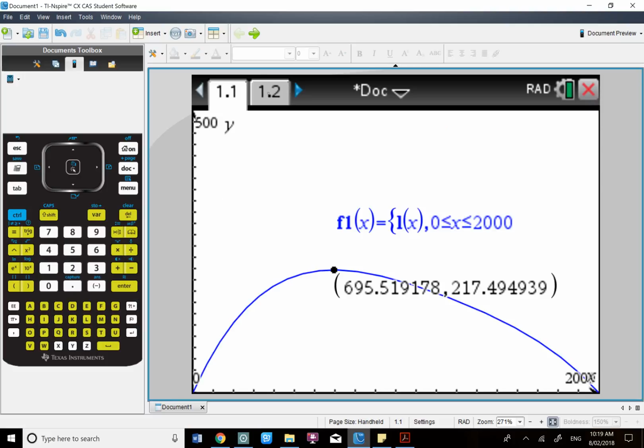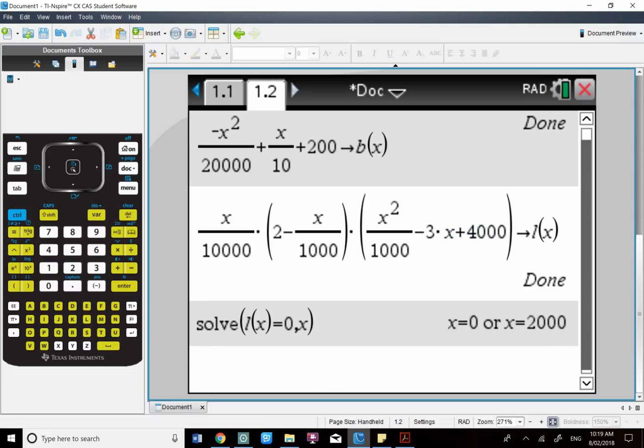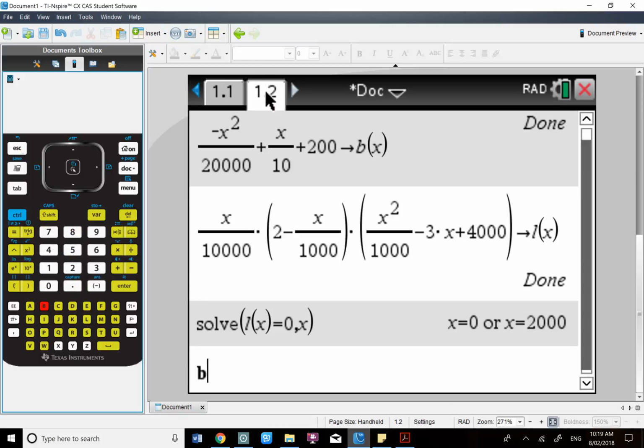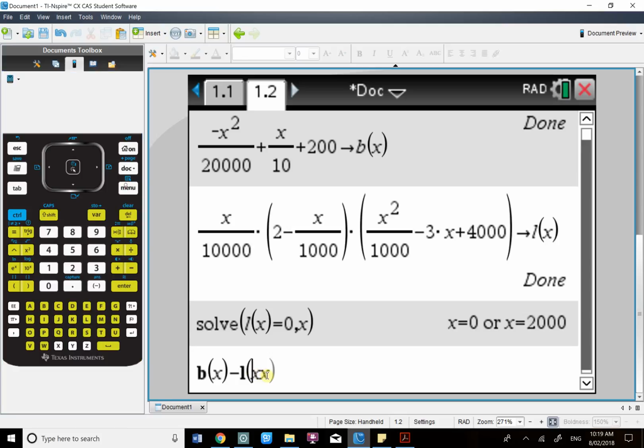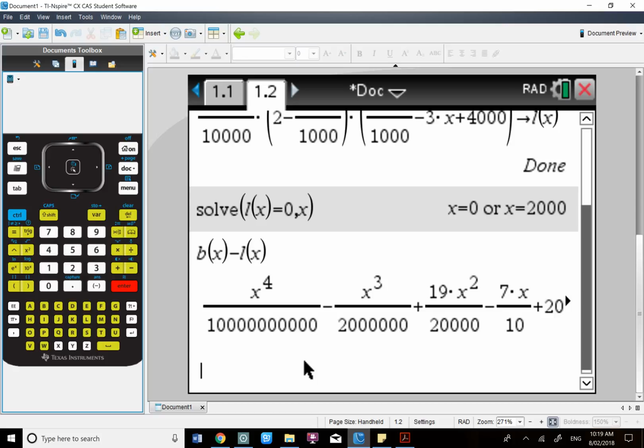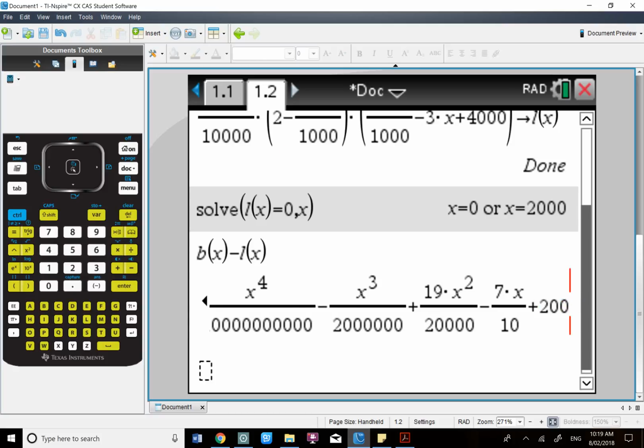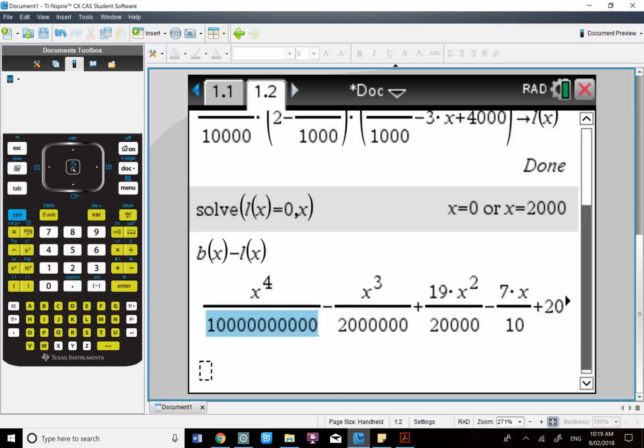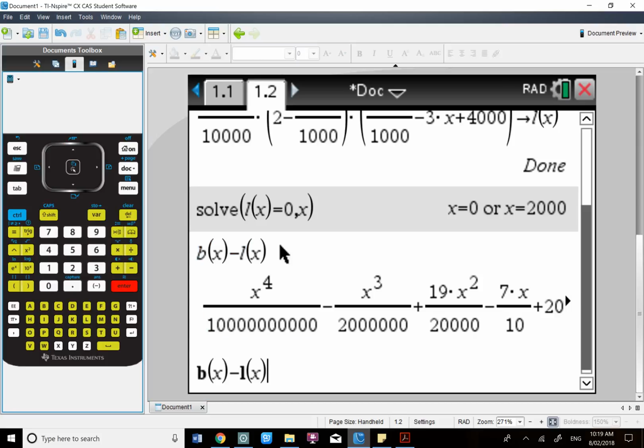So I can go back and say b(x) minus L(x). Okay, go for enter. Well, I got a really long and terrible expression, but it's okay. You just copy that down. I'm not going to copy it for you. Just copy that down. Also remember to define the new function. Yes?